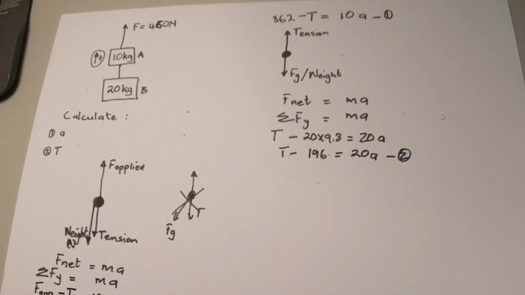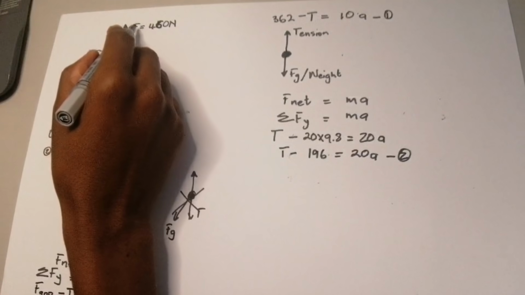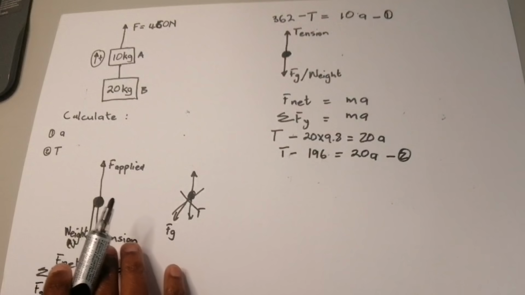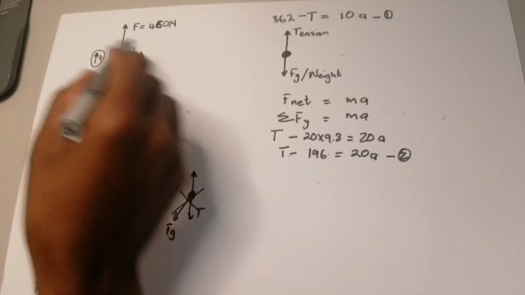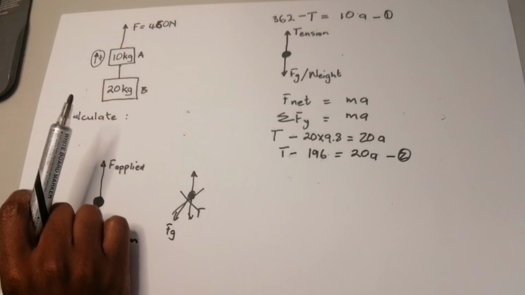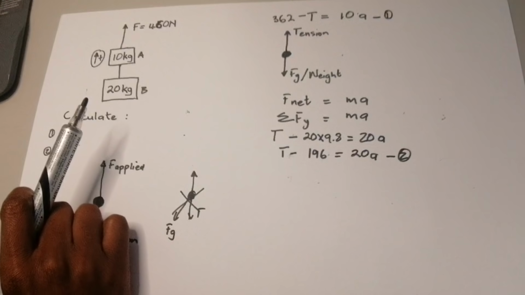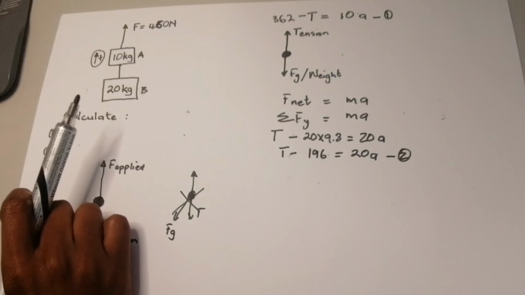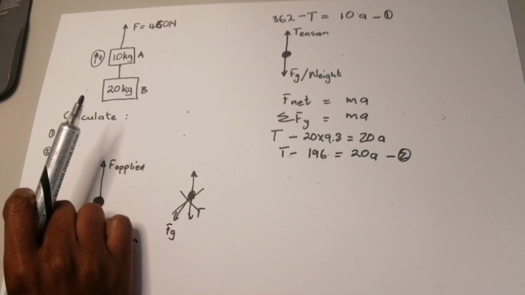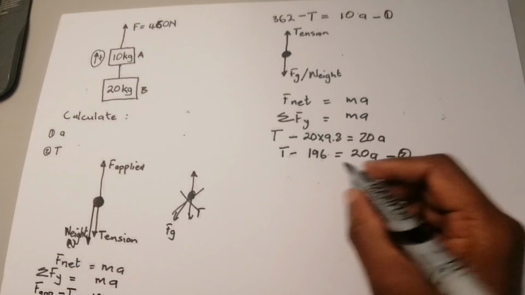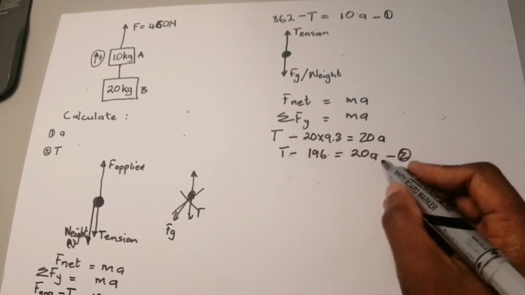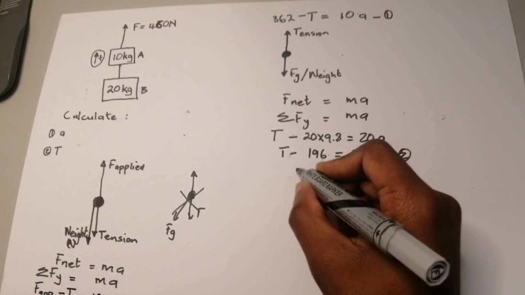If you had decided to take this as force applied, and thereafter you just took the weight of the entire system, absolutely nothing wrong with that. But as I said, I want to take this approach so that I'm consistent, even when I start introducing other things, so that you are able to follow quite well. Now look at this. I've got T minus 196 equals 20A.